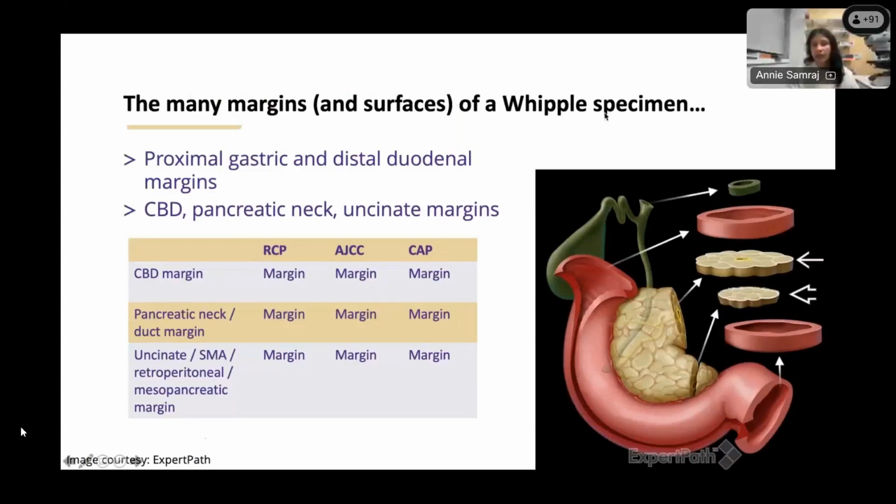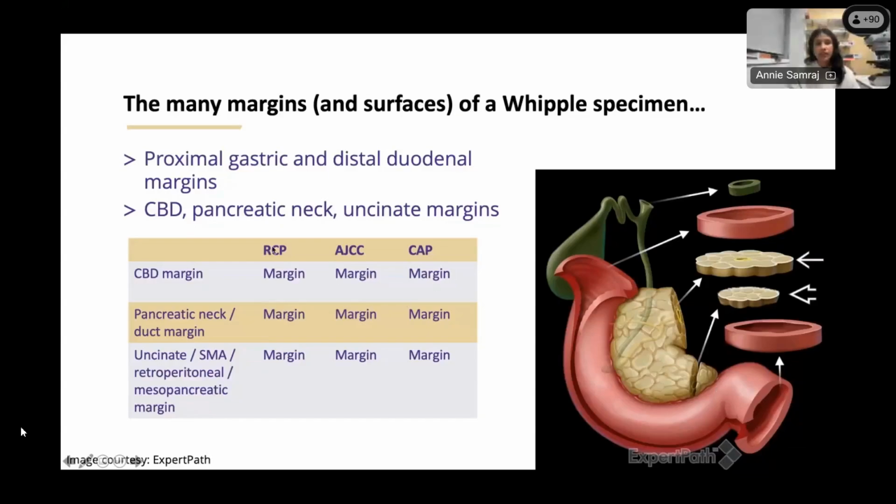And so we have the bile duct margin shown in green here. We have the pancreatic neck with the pancreatic duct margin. And we have the uncinate margin. So the uncinate is taken as a chunky section, and then it is perpendicularly bread-loafed. And of course, we have our intestinal margin. So proximal, sometimes it's duodenal, sometimes it's gastric, and then at the distal end, you'll have another small bowel margin.